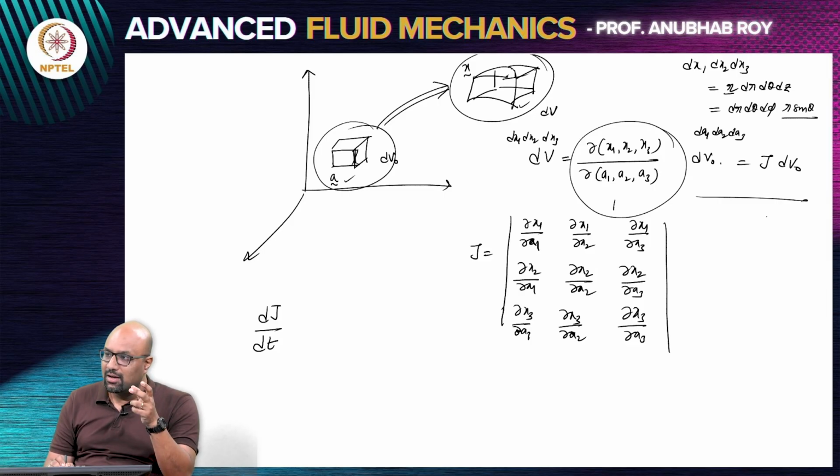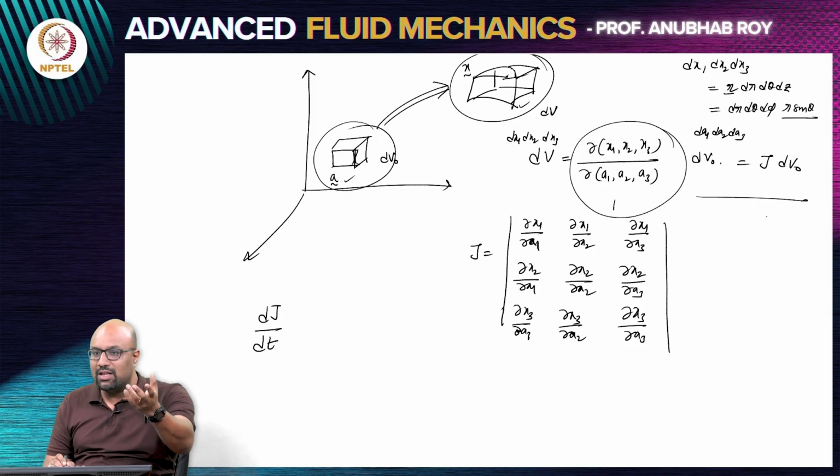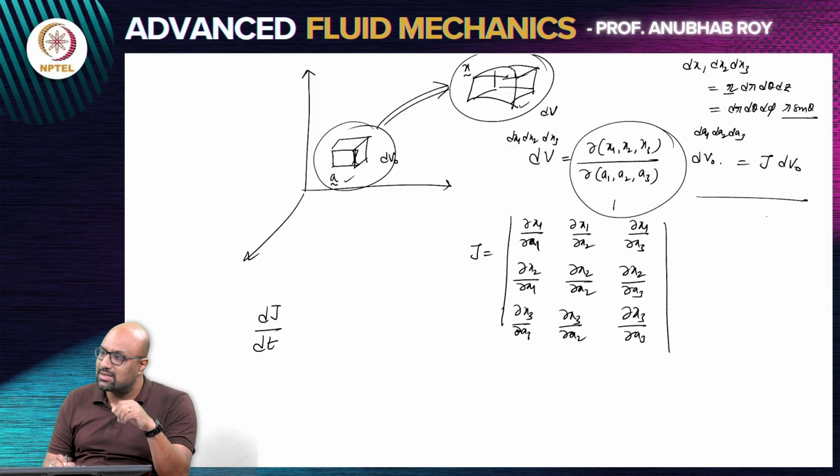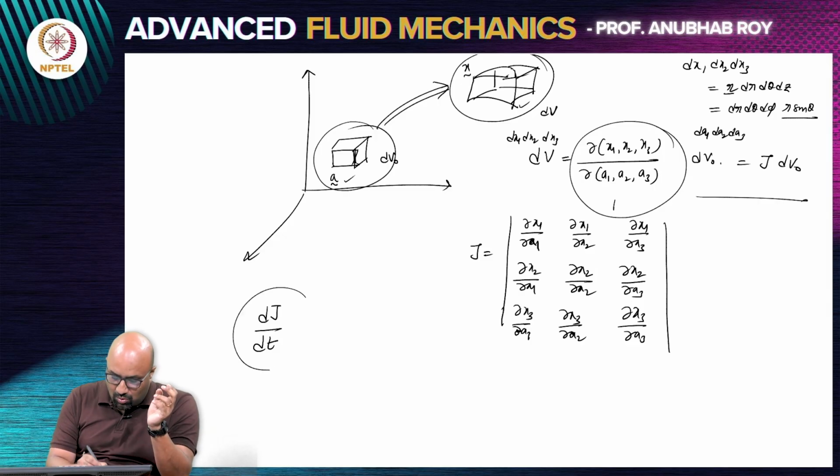Because if J was not changing with time, if the transformation of the Jacobian was not changing with time, then whatever your initial volume was would be the final volume. If J was a function of time, that means your volume is effectively expanding, contracting, increasing, shrinking. So that's what you want to calculate.